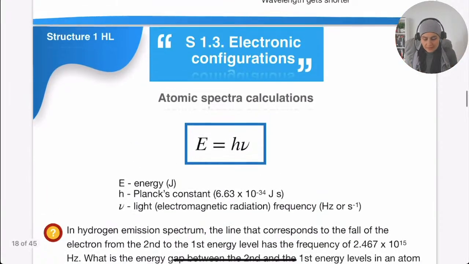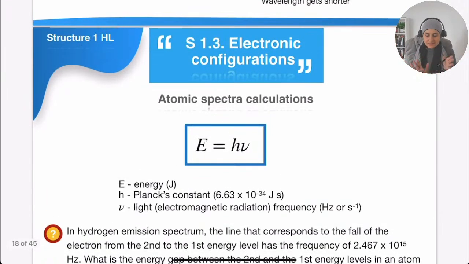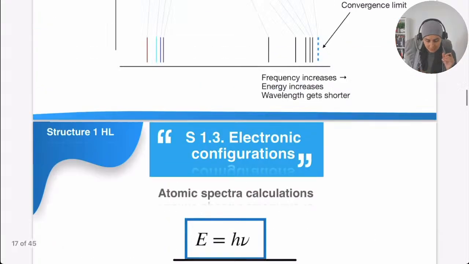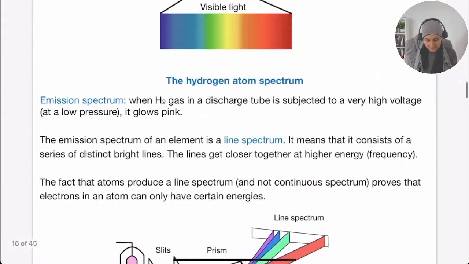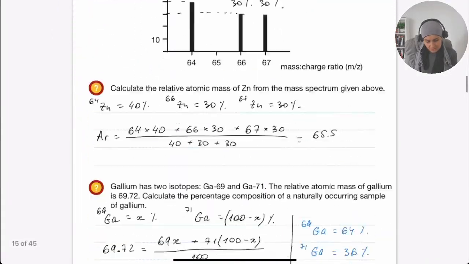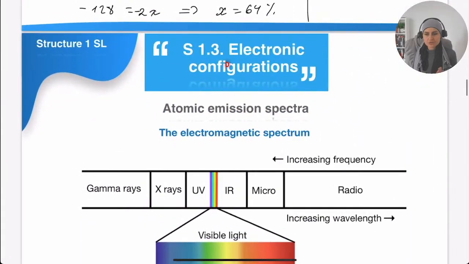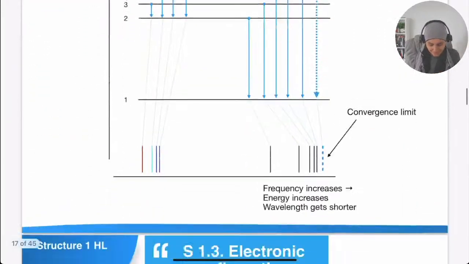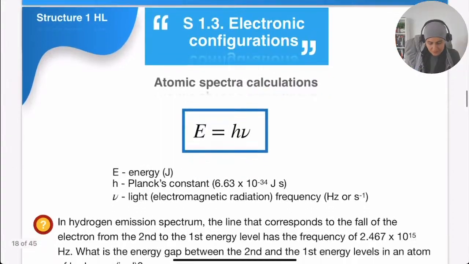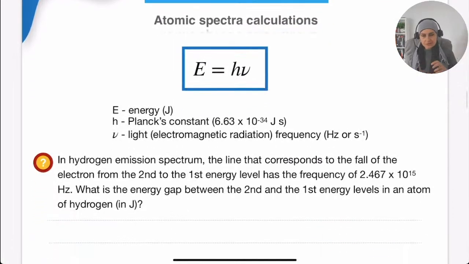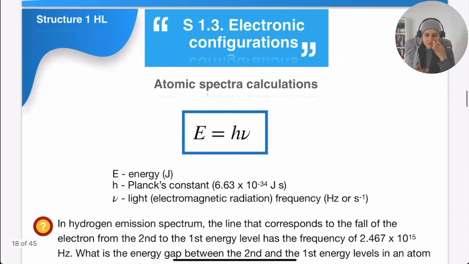Fine. Okay, now this next bit is HL. Oh, that's not electronic configurations. Actually, is it electronic configurations? Yeah, we moved into electronic configurations and I forgot to acknowledge that, which is good. We're now at structure 1.3. So, atomic spectra calculations: HL only, SL students can skip it.